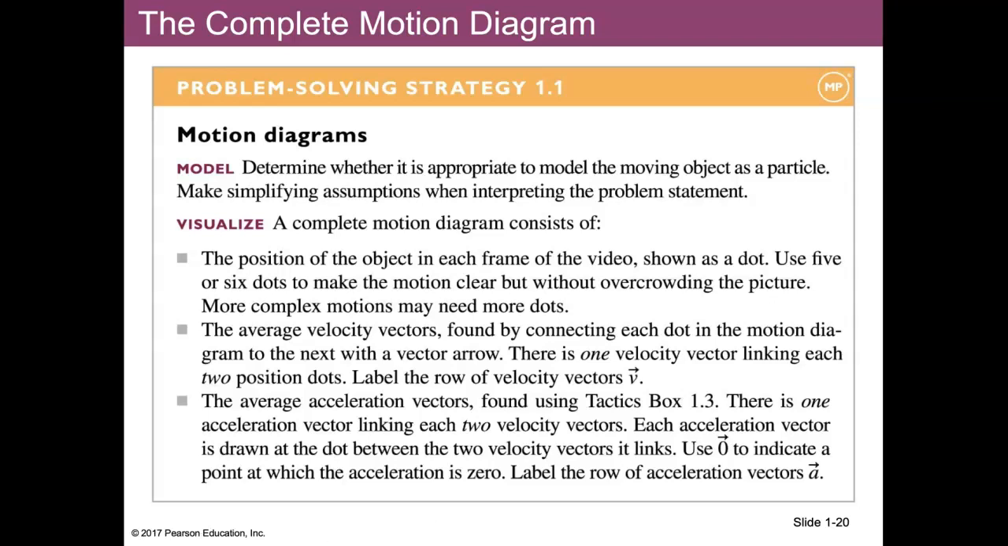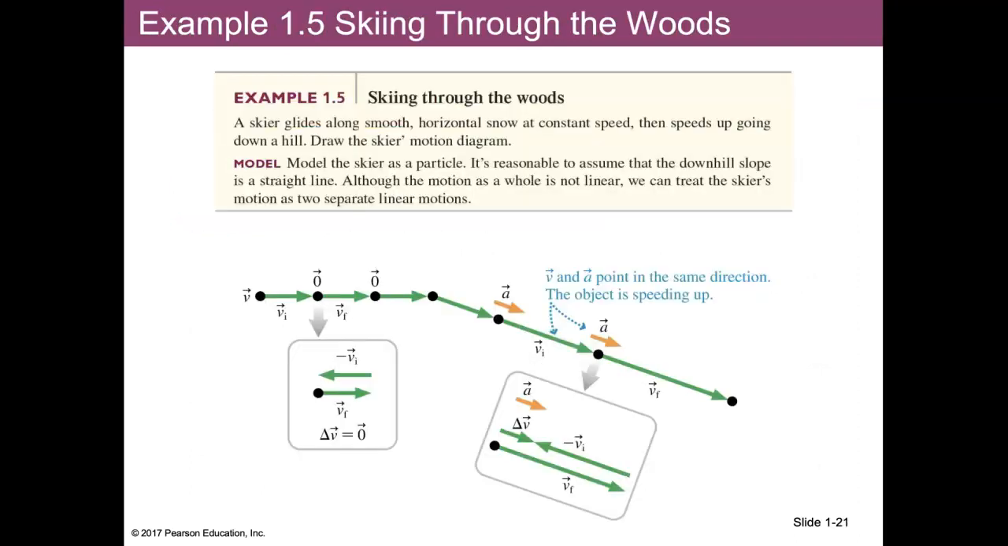For the next one, this one is just talking about how to think about a complete motion diagram. So when we are thinking about a complete motion diagram, you'll have to have several things within that diagram. So you can go through and read what is there, but we'll take you through an example that'll use all of these steps. So this first one is you're skiing through the woods. A skier glides along a smooth horizontal snow at a constant speed. So that's where we are here, and then goes down a hill and starts to speed up.